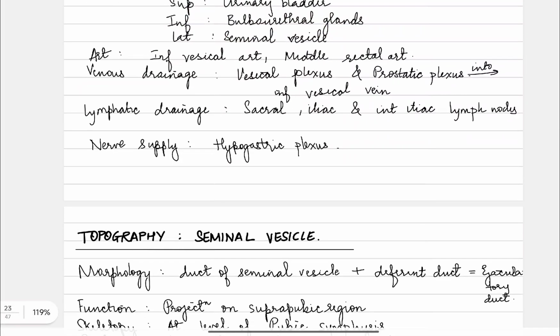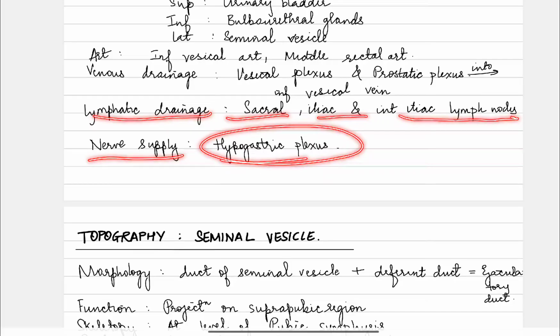Artery is inferior vesical artery and middle rectal artery. Venous drainage is vesical plexus and prostatic plexus into the inferior vesical vein. Lymphatic drainage is sacral, iliac and internal iliac lymph nodes, and nerve supplies hypogastric plexus.